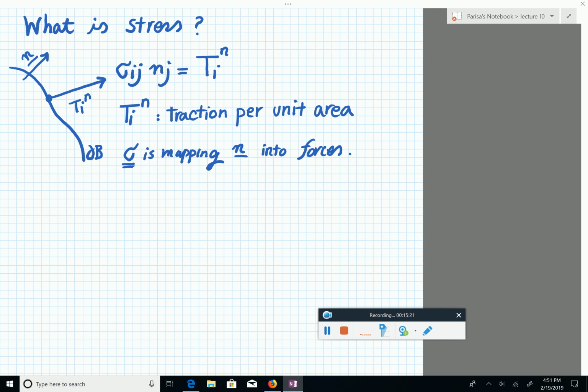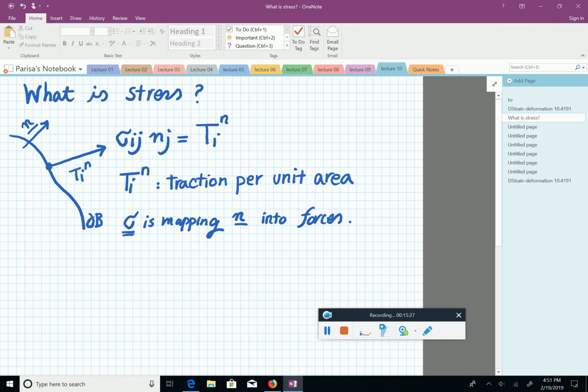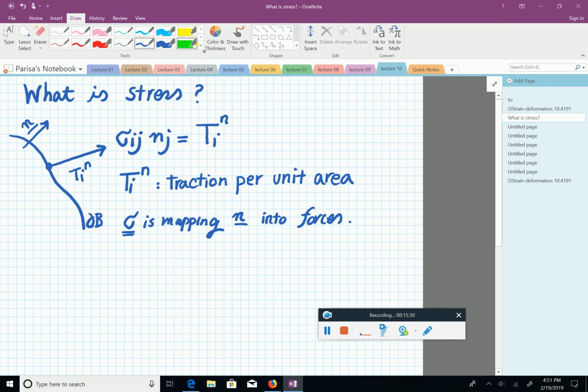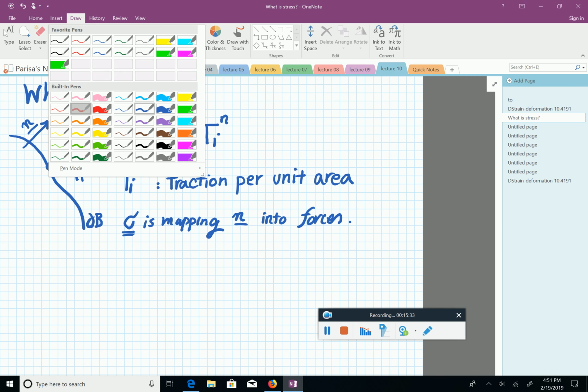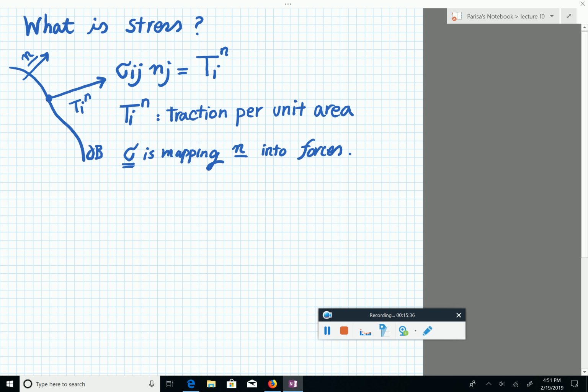And some other things that you may see in derivations are something called normal stress or shear stress, which in a lot of cases are actually forces and not really a stress. So when people talk about normal stress, what they're actually doing is projecting the traction along the normal to the boundary, or projecting it in the tangent direction to the boundary. So if we call one component n, that would be just T(n).